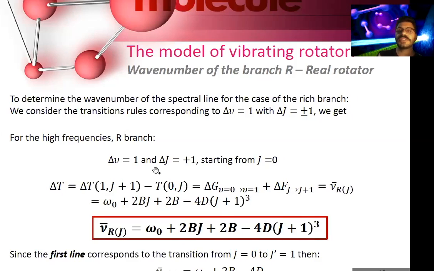Same thing for delta j equal plus 1. We look now at the R band, just adding the centrifuge correction. We do the difference, from j to j plus 1, knowing that j starts now at 0. What we get is omega 0 plus 2bj plus 2b minus 4d(j plus 1) cubed. It's the same, but we added a correction. The first spectral line in the R band starts at j equals 0, and here we have omega 0 plus 2b minus 4d.